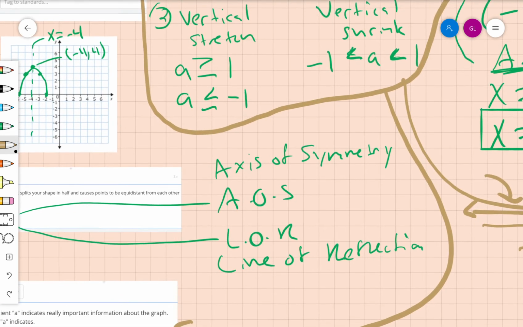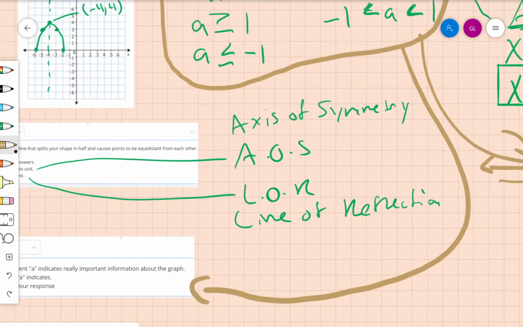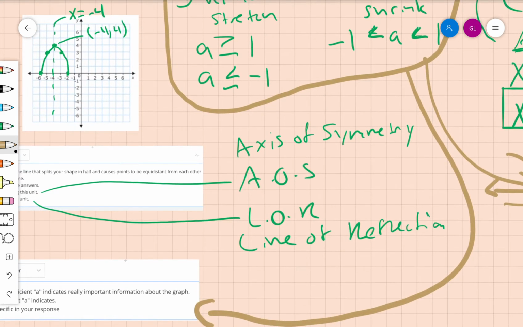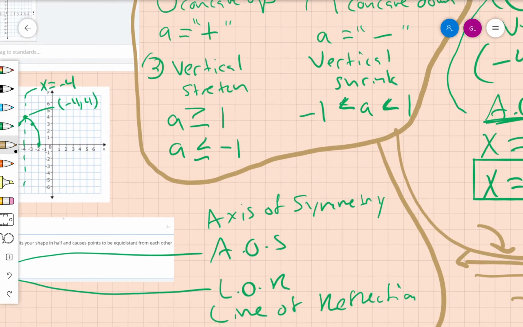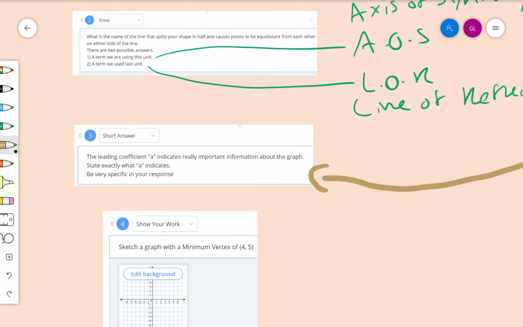Some of you mentioned maybe concavity, or some of you may have mentioned vertical stretch and shrink, but very few of you talked about both of those at the same time. That's exactly what your leading coefficient indicates. Your leading coefficient indicates concavity, up and down, or vertical stretch versus a vertical shrink. So that's the answer for question 3.